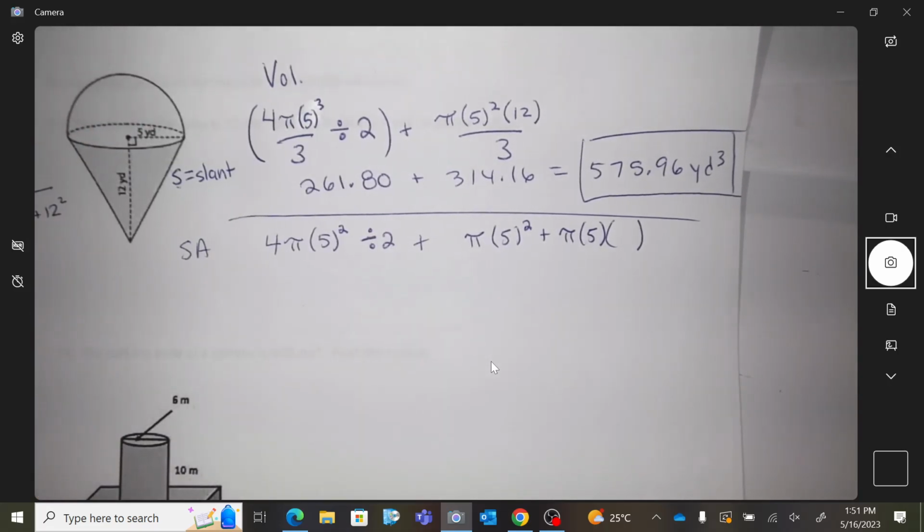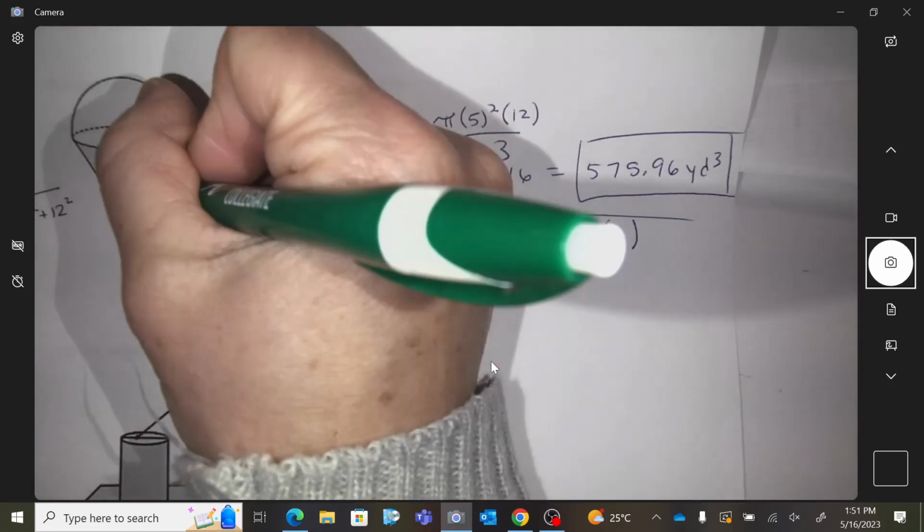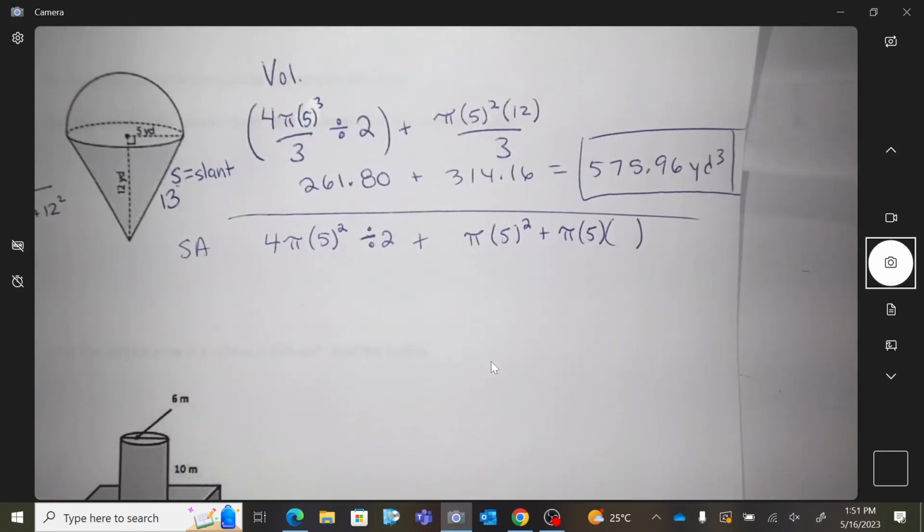Five squared plus 12 squared, square root, equals exactly 13. So now I can replace slant in there. Okay, if I do this all, my answer is going to be wrong. Something is not right.